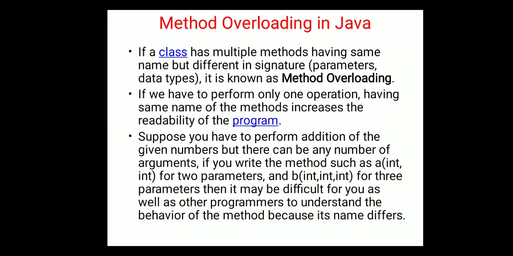Method overloading in Java. Simply we can say that two methods are said to be overloaded if they have the same name but different signature. Signature in the sense the number of parameters may be different or the data types of parameters may be different. So two methods are said to be overloaded if they have either the number of parameters different or the data types of parameters different.